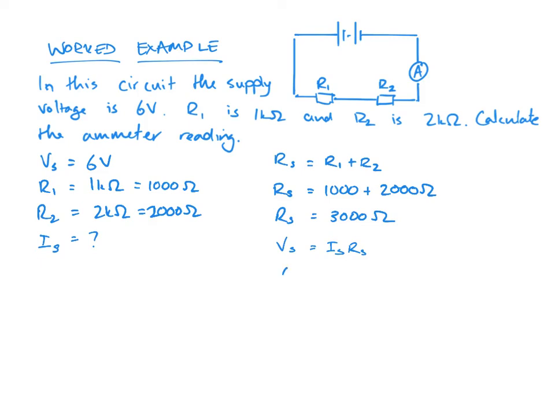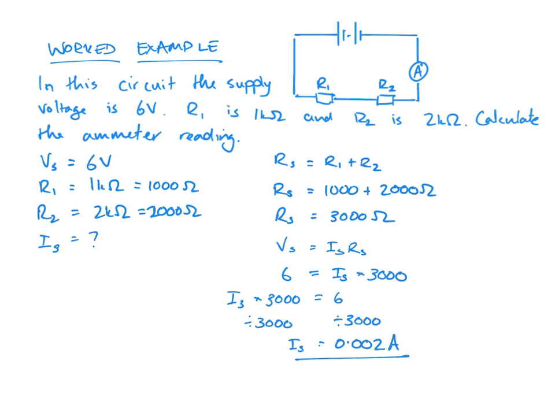So now I can do some fairly straightforward substitution. And then quick arithmetic. Just swap sides to start. Divide both sides by 3000 to get IS on its own. And there we get a final answer.